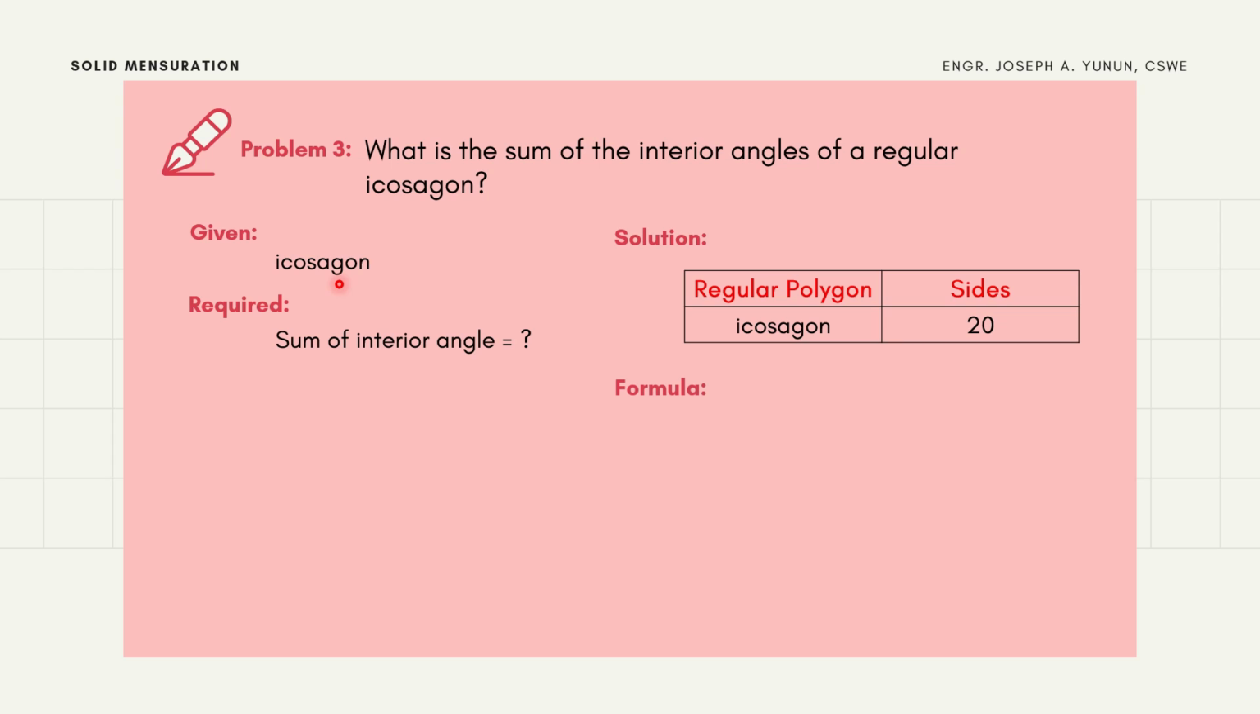Using the formula of the sum of interior angles, 180 degrees multiplied by the number of sides minus 2, we can now substitute the number of sides, which is 20, to the equation. This gives us 180 degrees multiplied by 20 minus 2, and simplifying that using your calculator, you'll get an answer of 3240 degrees for the sum of interior angles of a regular icosagon.